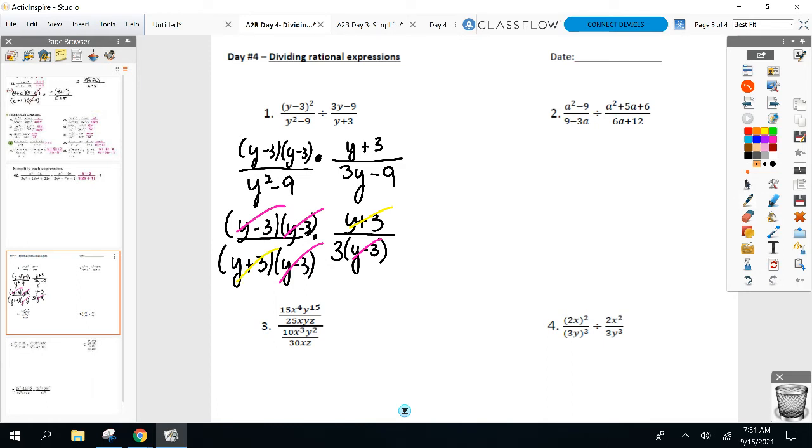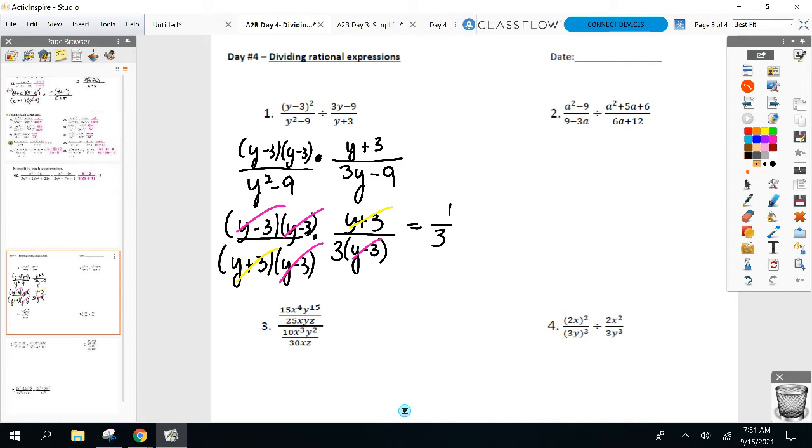Now let's talk, because I know some of you are going to write down the answer 3. I crossed out everything on top. What's still left on top? A 1. Don't forget that. And what's in the denominator? 3. So it's 1/3. Done. Questions there?